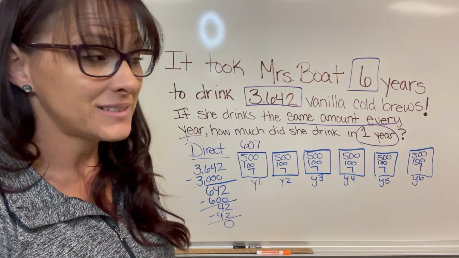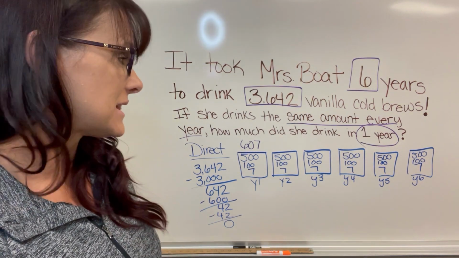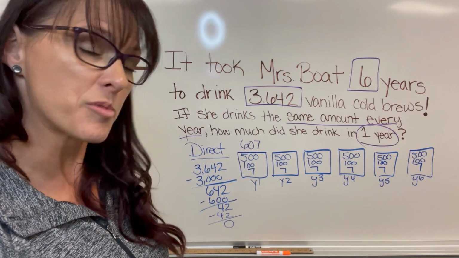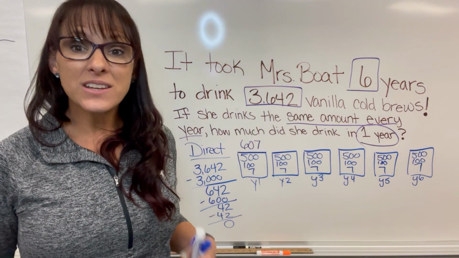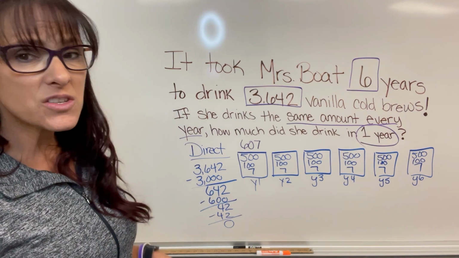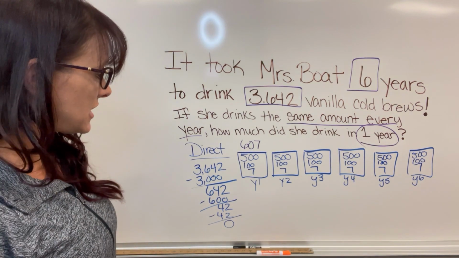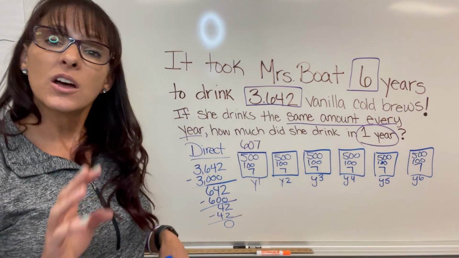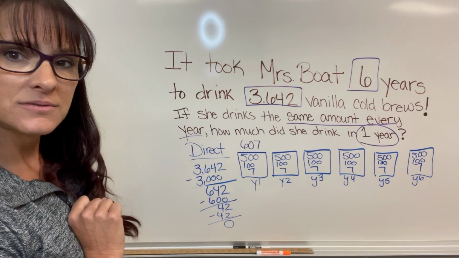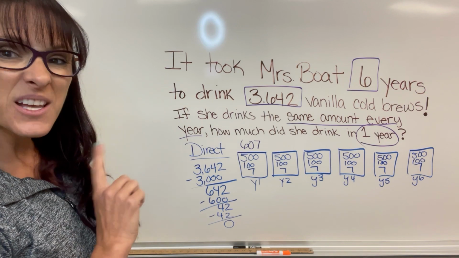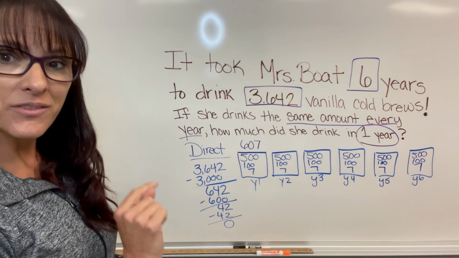607. That is a lot. That's a lot. I think I have a problem. Just kidding. Okay, so that is how you do a direct model. So if you do not have this strategy down as one of your strategies, go ahead, pause the video, and write this down. Okay? Because I'm going to erase it, and I'm going to give you another strategy.